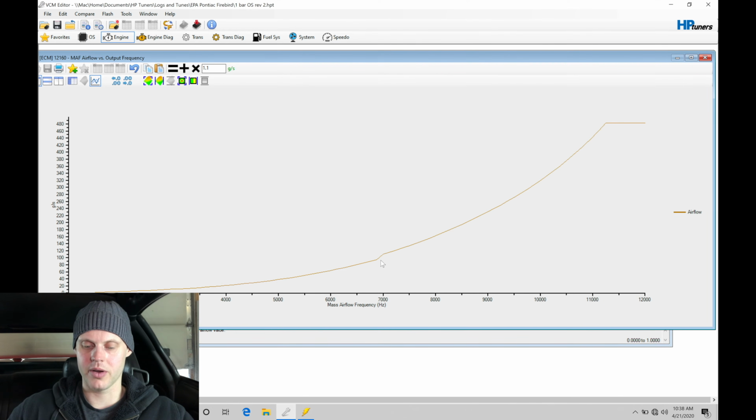Notice that there's a step here. We need to go and smooth that out. That is not going to be good. We don't want to see those kind of steps.